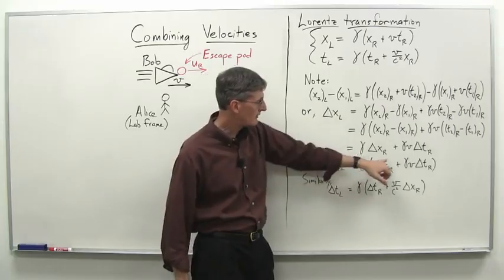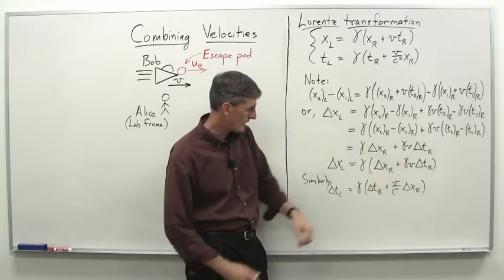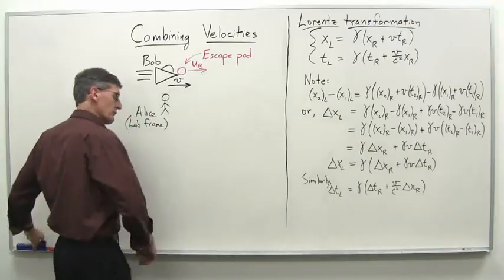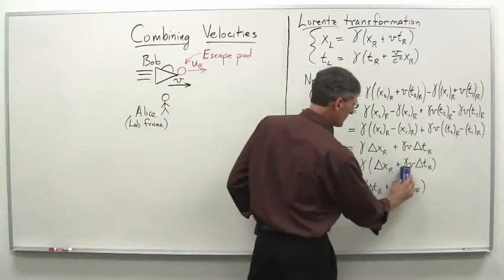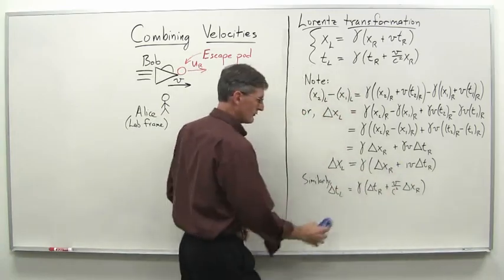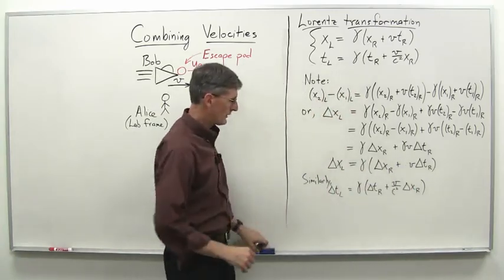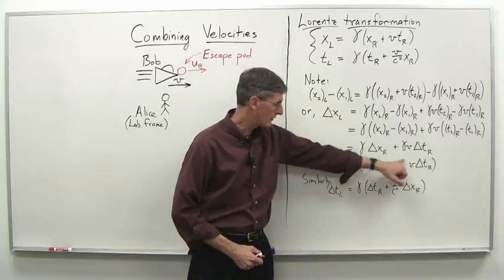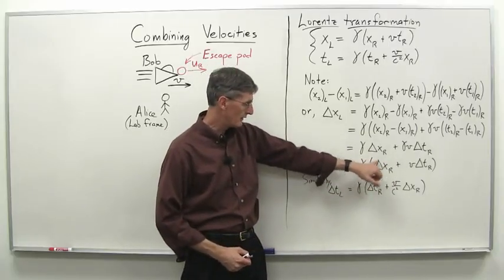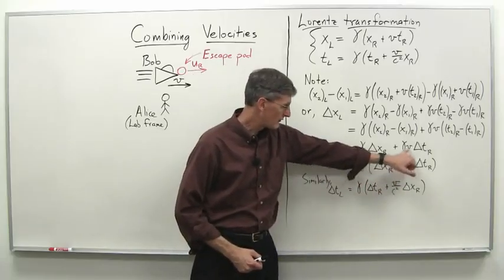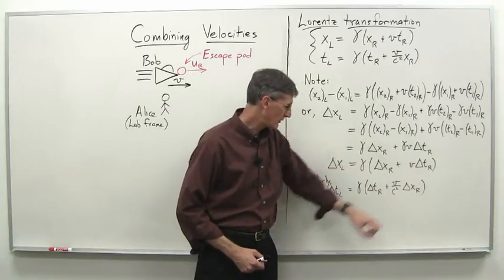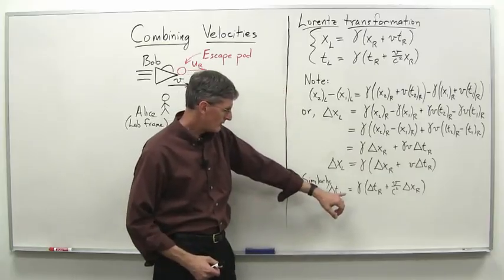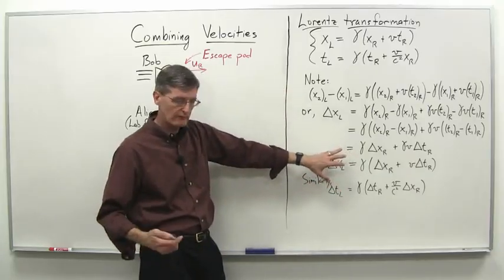We've got a gamma here and a gamma here, so we'll bring that gamma out. I hope you caught that, a slight mistake here. We don't want a gamma in here. We've got too many gammas in there. So in other words, we pulled this gamma out and this gamma out to put it in front. That leaves delta x sub r plus v times delta t sub r. And then, actually, that's the final equation we want.